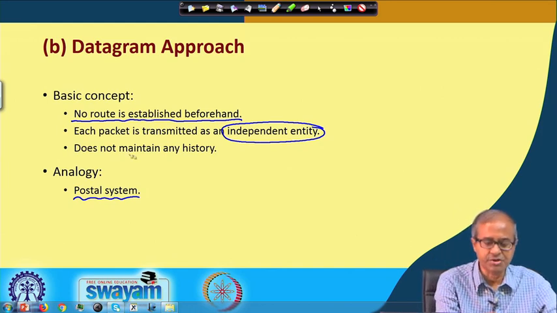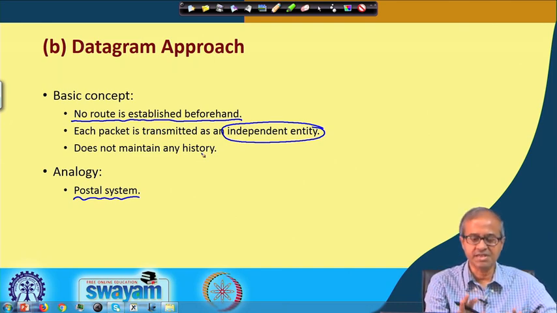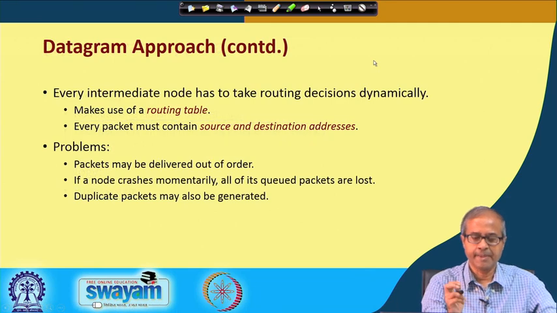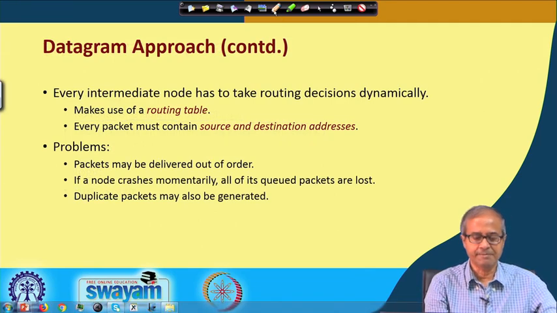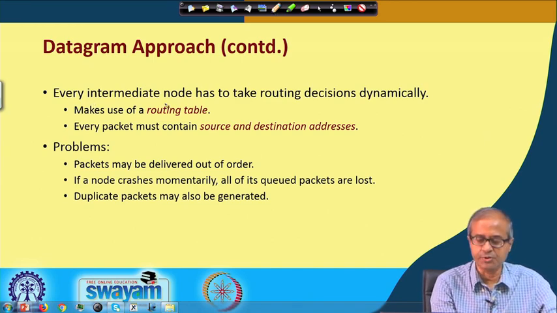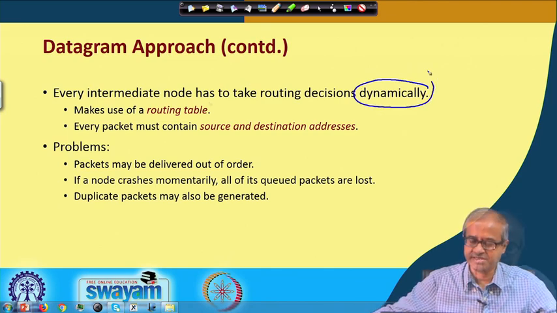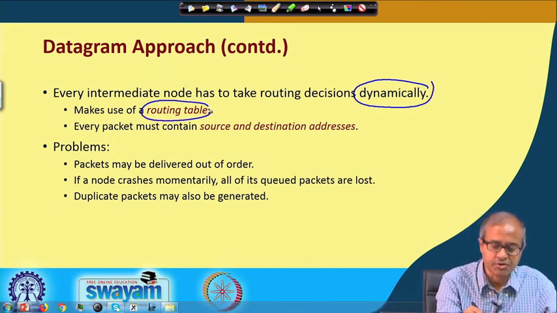Okay. And it does not maintain any kind of history, like there is no concept of a path that is established. So, in that sense there is no history of data communication or transmission maintained in this case. Each packet is being routed as an independent entity. Fine. So, here every intermediate node will be taking some dynamic decisions. It will be maintaining something called a routing table.